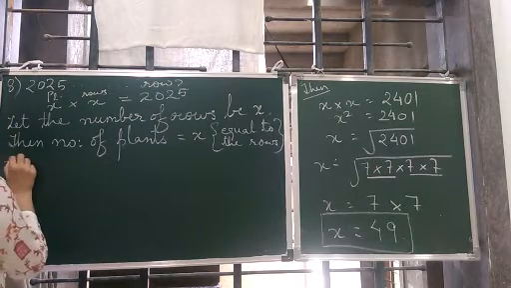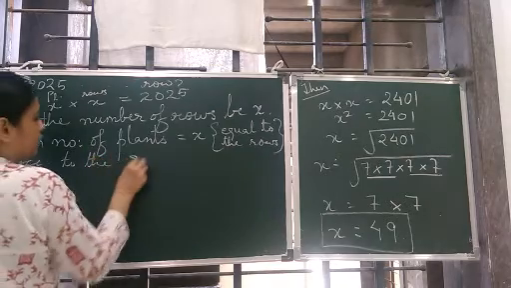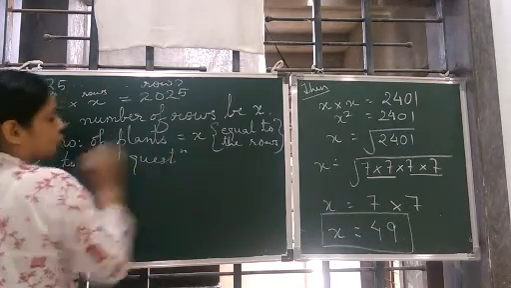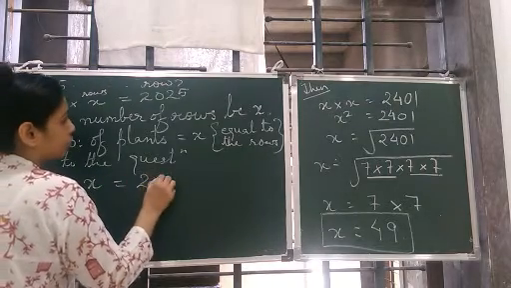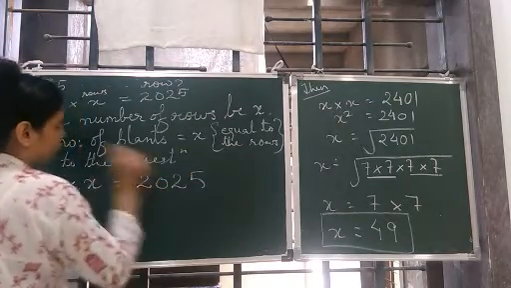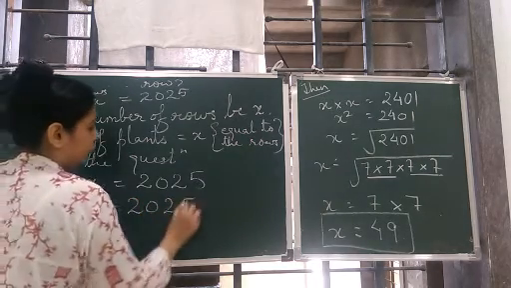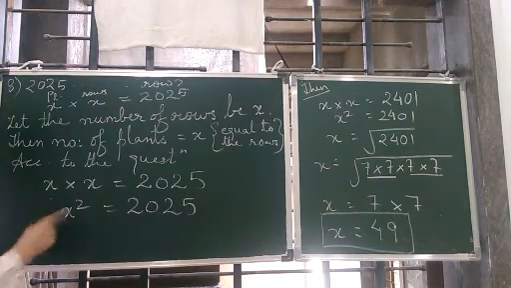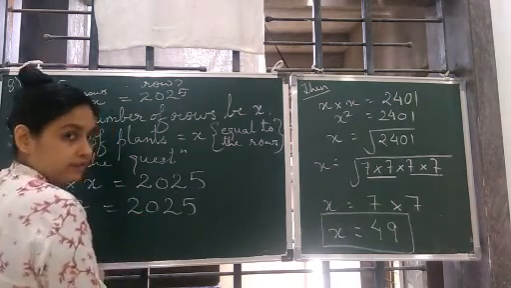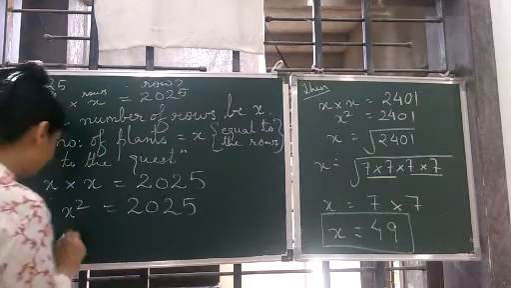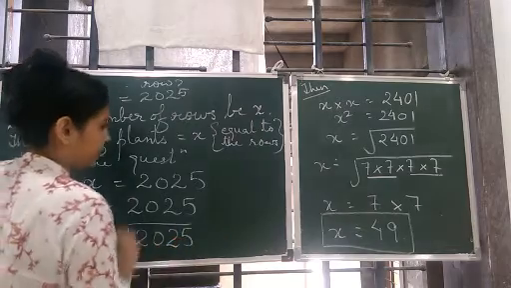Then according to the question, or you can write according to the condition, x into x is equal to 2025. x into x means x square is equal to 2025. Now this power will shift from left hand side to right hand side and it will become what? Under root 2025.